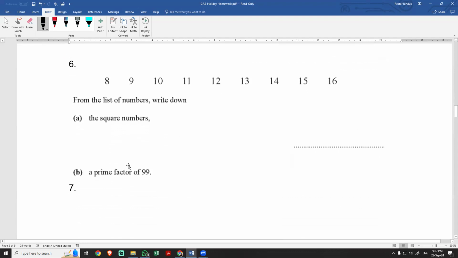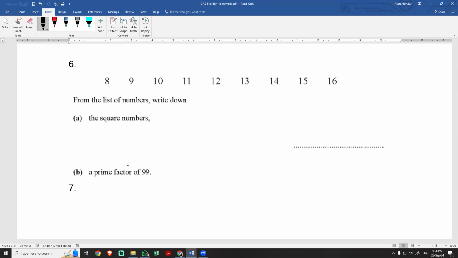So I think this is the last question of page number 2. It says among the list that's available above, you have to find the square numbers. So basically, as our definition of a square number, if you remember how we define it, this is the result of a certain number multiplied by itself. So a result of multiplying a certain number by itself.